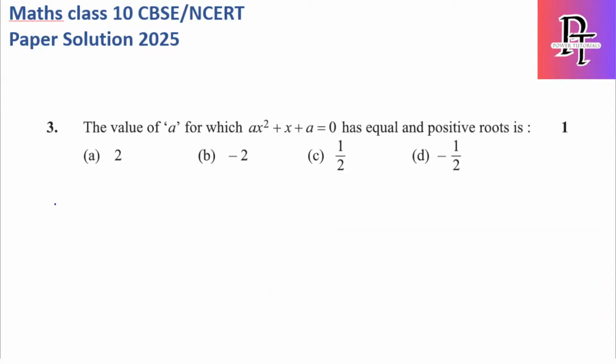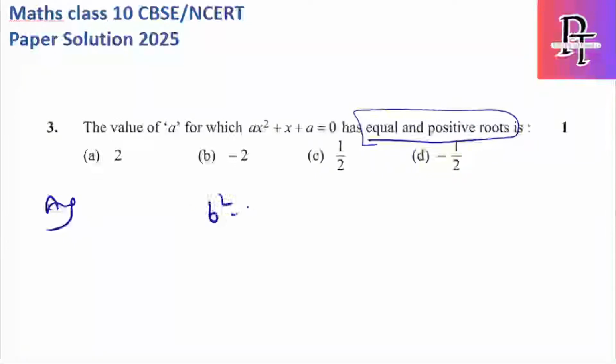Okay, let's move to the third one. The value of a for which ax square plus x plus a has equal and positive roots. So if you have equal and positive roots, b square minus 4ac should be greater than or equal to 0. For the equal to condition, b square minus 4ac should be equal to 0.